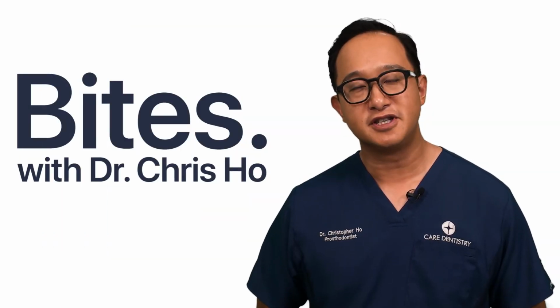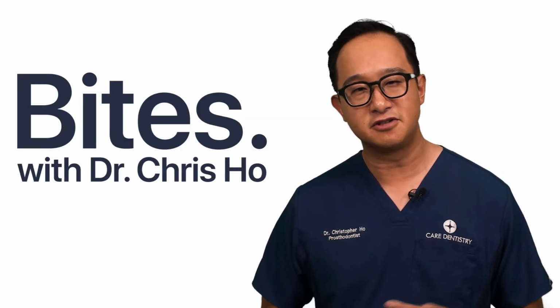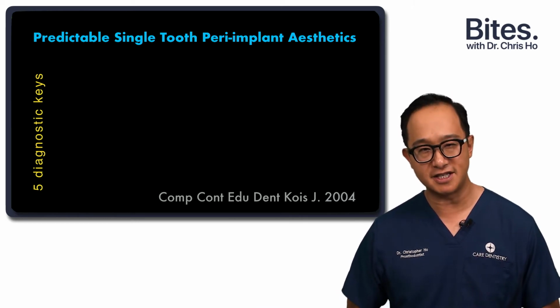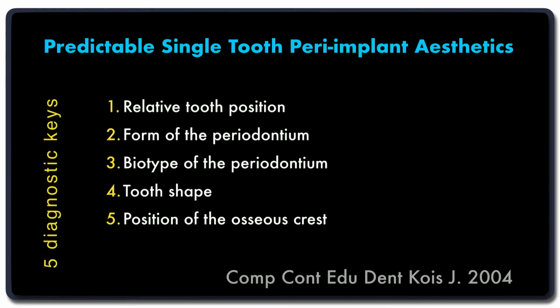So John Kois in 2004 published this article in the Compendium about attaining predictable single-tooth peri-implant aesthetics, and they gave 5 keys. The first is the relative tooth position, the second is the form of the periodontium, the third is the thick or thin biotype, the fourth is the different types of tooth shape, and also the position of the osseous crest.